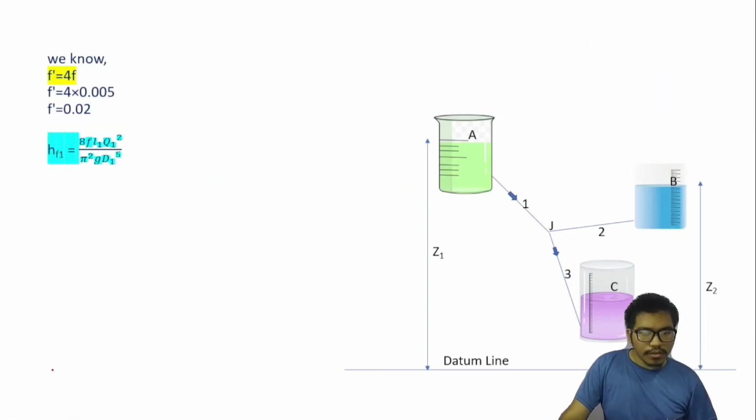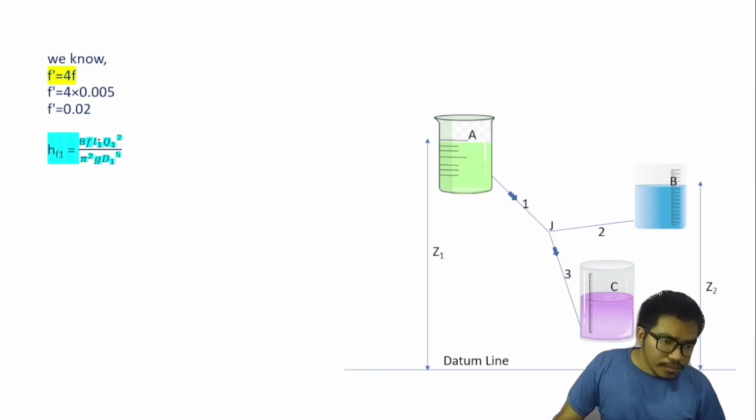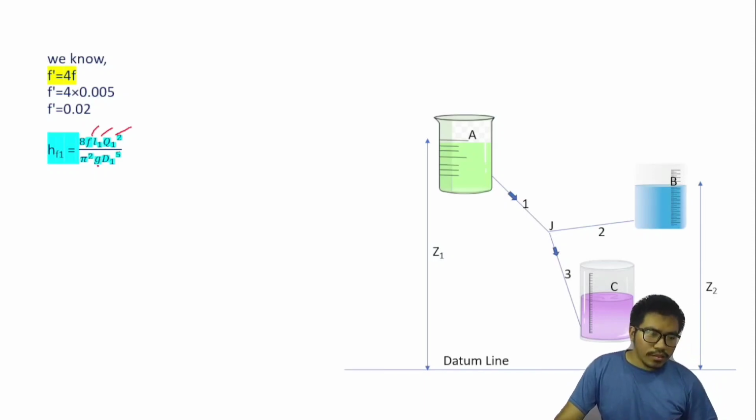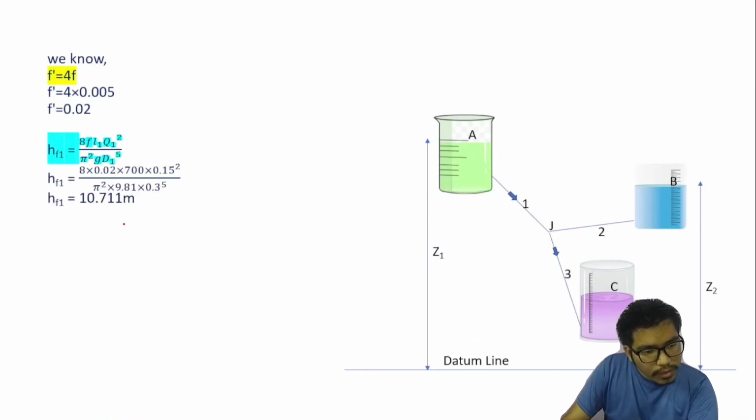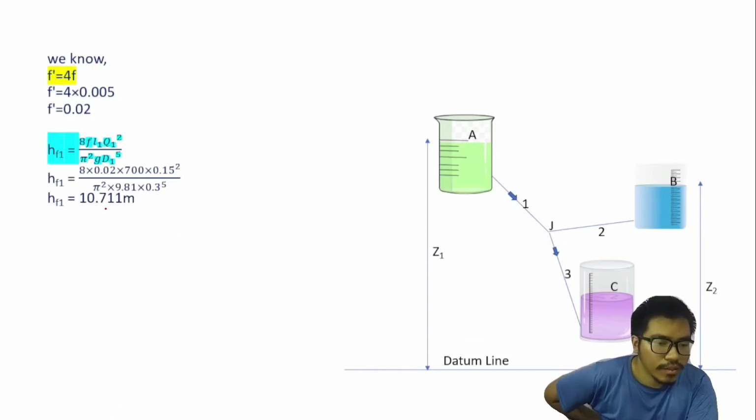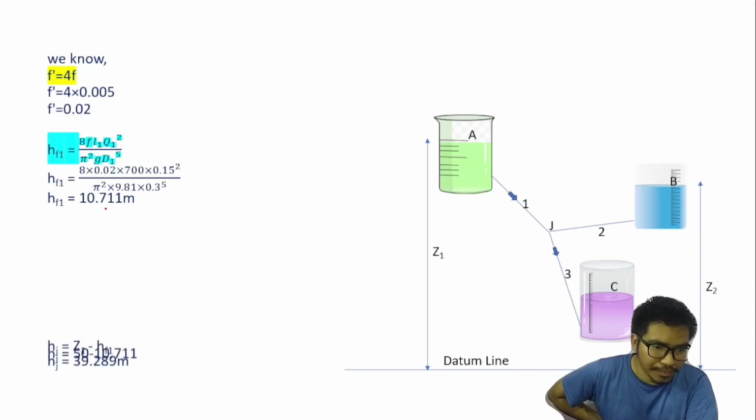So erase this. f is given, L1 is given, d1 is also given in the question, the value of g is 9.81. So we can find the value of hf1, that means head loss at pipe 1, and that comes to 10.611 meter.